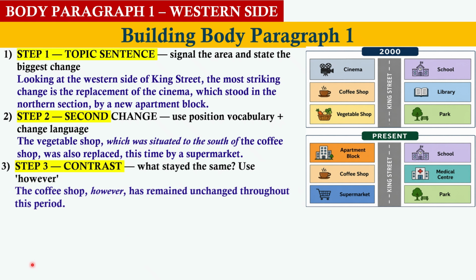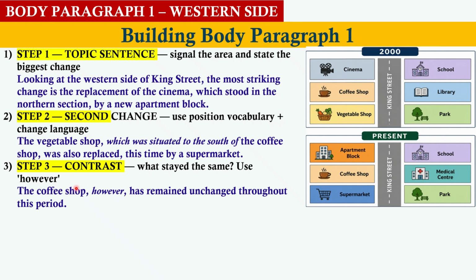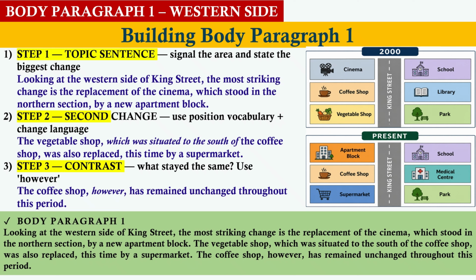Step 3 is to show the contrast. The coffee shop, however, has remained unchanged throughout this period. The word however signals the contrast neatly. Now, you can see the complete first body paragraph here. It has 3 sentences, 3 pieces of information, and logically ordered.